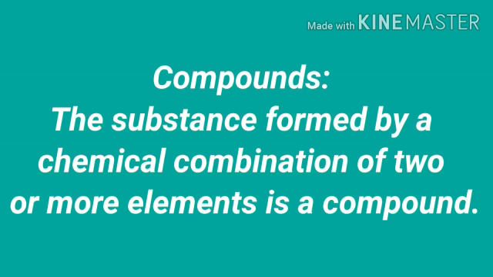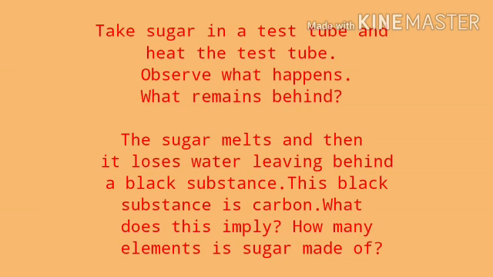Compounds. The substance formed by a chemical combination of two or more elements is a compound. For example, take sugar in a test tube and heat the test tube. Observe what happens, what remains behind. The sugar melts and then it loses water, leaving behind a black substance. This black substance is called carbon.